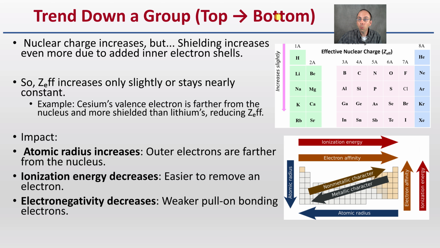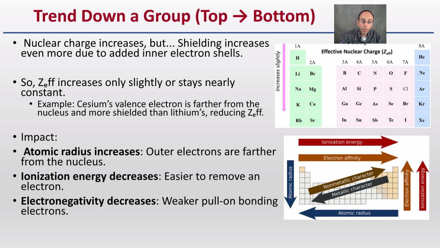As we're going down a group or family from top to bottom, nuclear charge is increasing, but shielding also increases even more due to the added inner electron levels. You're getting more and more levels. So what this does is only slightly increase, but really keeps about the same, our effective nuclear charge.